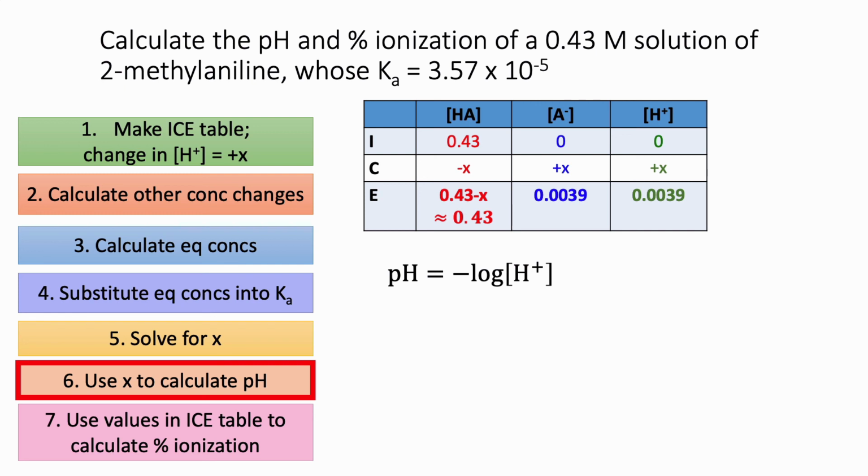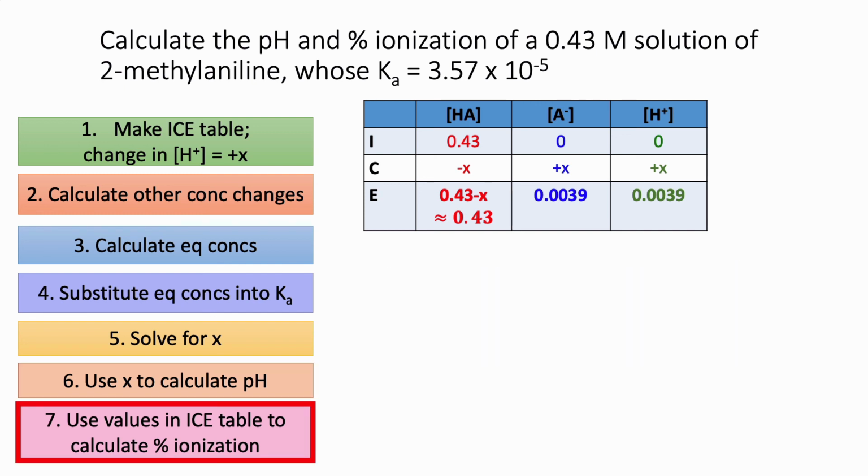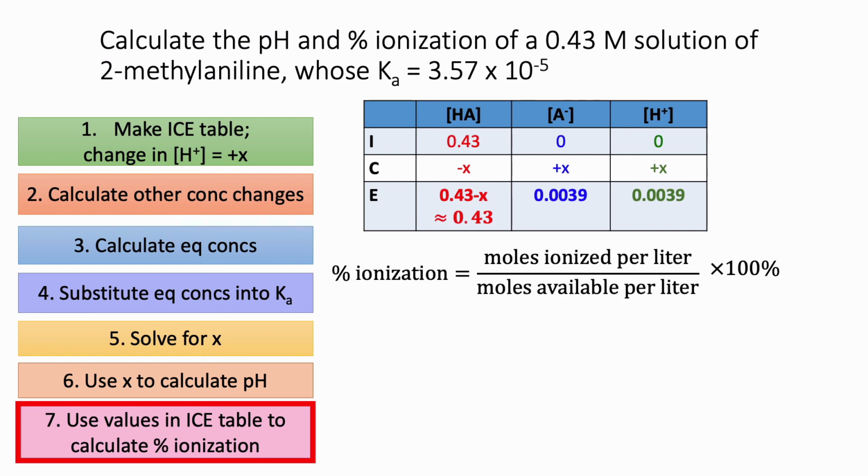So let's use X to calculate pH. pH is negative log of H plus, which is negative log of 0.0039, which is 2.41. So now let's use the values in our ICE table to calculate percent ionization. Remember that the percent ionization is equal to the moles ionized per liter, which in this case is our A minus concentration at equilibrium, divided by the moles available per liter, which is the initial HA concentration, times 100%. So that's 0.0039 divided by 0.43 times 100%, which is 0.91%.